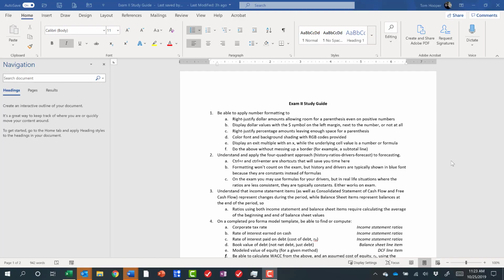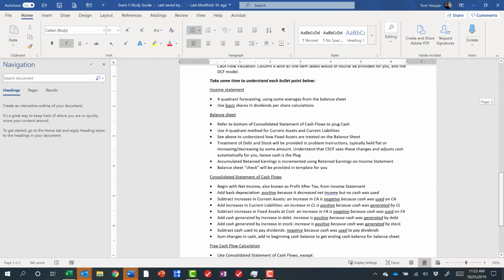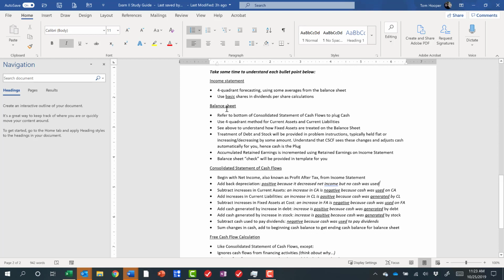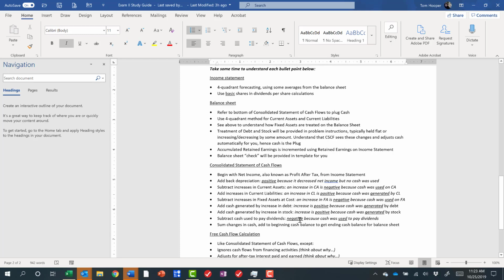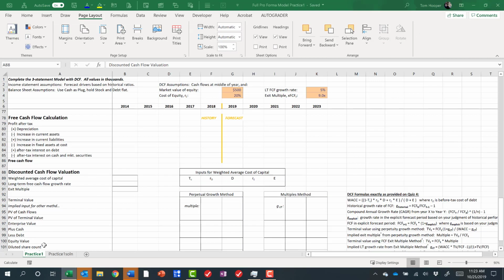In this video, we will walk through the steps in this Exam 2 study guide on page 2, where we talk about the three financial statements: income, balance, consolidated cash flows. We will then go through the free cash flow calculation and the discounted cash flow. And we'll be doing this with a file provided called Practice1 for the full pro forma model Practice1.